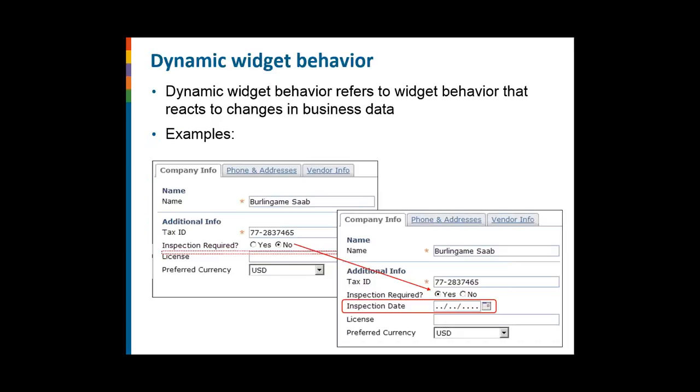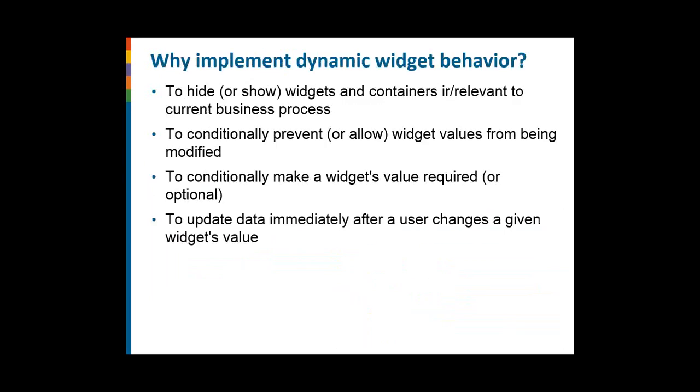Dynamic widget behavior is nothing but, for example, if you take inspection required. If the user says inspection required equal to yes, then it should display the inspection date when the inspection should be done. Otherwise, there is no requirement to display the inspection date. If the user chooses inspection required, then it should display the inspection date option. So this we can achieve with the help of server-side widget behavior, and let us see how we can do that. So what are the different things we can do here?